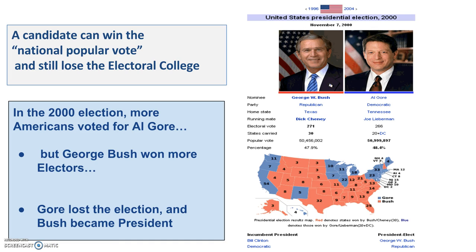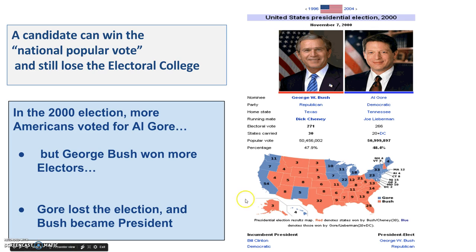is a situation where you have one candidate win the popular vote and one candidate win the Electoral College. This happened recently in the 2000 election. Candidate Al Gore got more Americans to vote for him. He won the national popular vote. But remember, this is not the number that we go on to determine who our next president is going to be. George Bush in 2000 won 271 Electoral College votes.